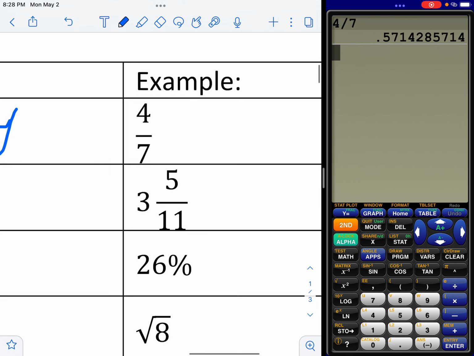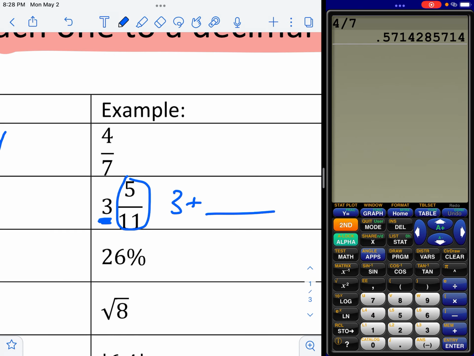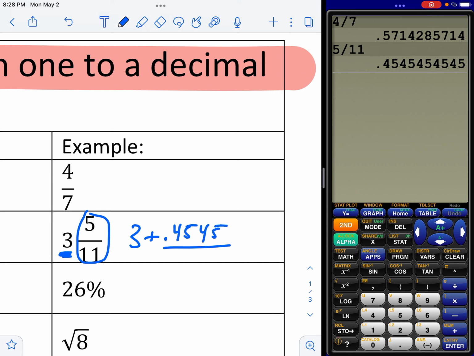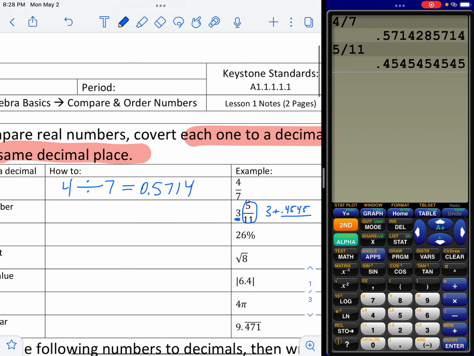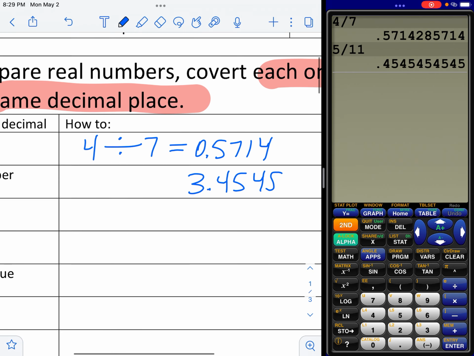Okay, how do I do a mixed fraction? Well, I'm going to remember here that I have the whole number 3. So I'm going to do the same process with 5/11ths and add them together. So it's going to be 3 plus whatever that decimal ends up giving me. All right, so what is 5/11ths? Well, 5 divided by 11 gives me 0.454545 repeating. So I have 0.4545. I want to use the same number of decimal places. All right, so this one here would be 3.4545.